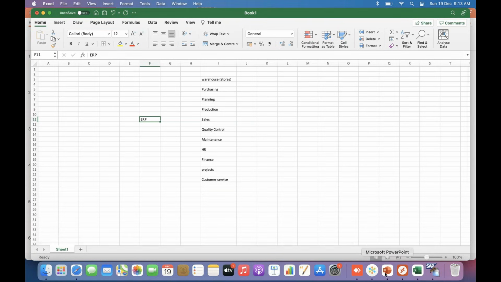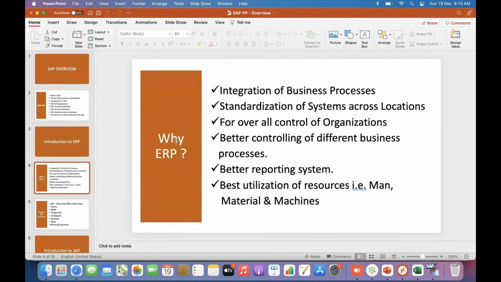So basically they need ERP for integration of business processes. That's what we just discussed. And standardization of systems across locations. A typical manufacturing company or any company can have their businesses across different places, like in different cities, in different states, in different countries. If it is a global company, it will have its operations in different countries. So to standardize all those businesses, all those locations, they will use an ERP system.